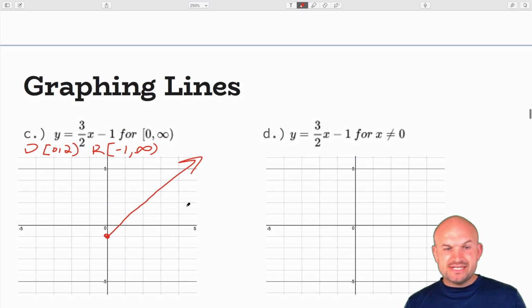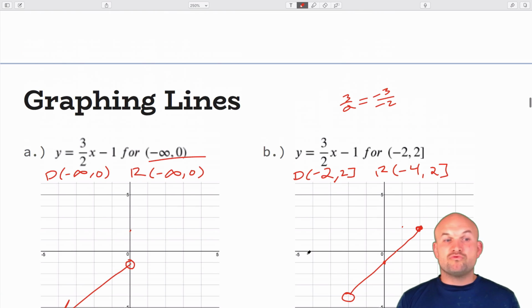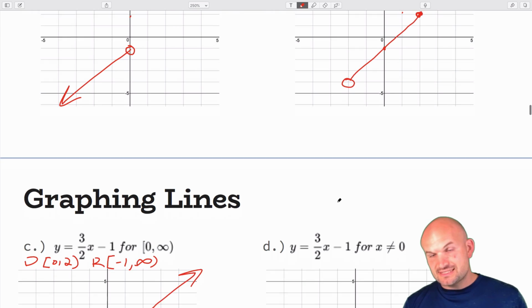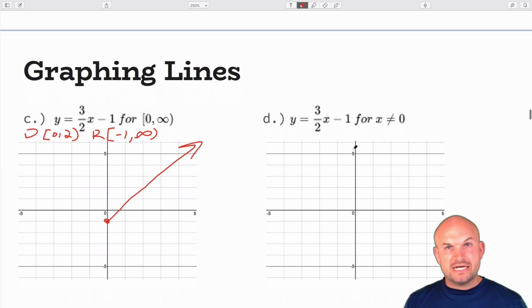And again, for each one of these, we have not had discontinuity because for each one of these, our graph has not been broken up. However, in this next example, we get something a little bit more special. So I have 3 half x minus 1, but x cannot equal 0. It's kind of interesting. So I have the same graph. It's just my x coordinate cannot equal 0. So therefore, I'm just going to use an open circle.